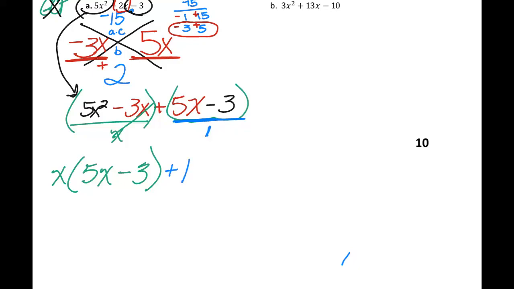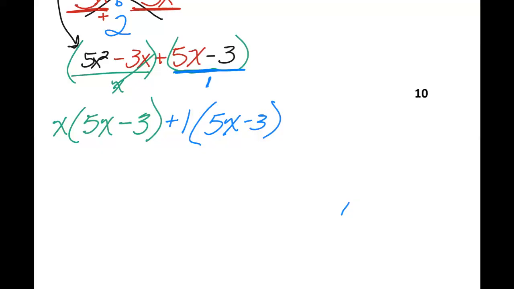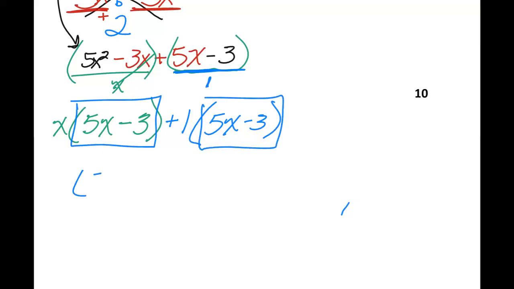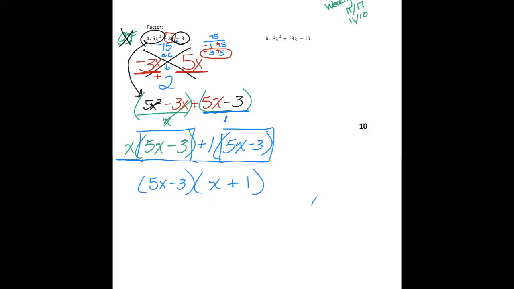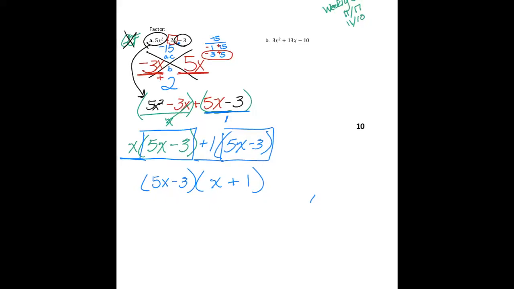So I am factoring out a plus 1. When you divide by 1, you still get 5x minus 3. This comes out to the front. 5x minus 3 times, what do I have left? X plus 1. Did I have a greatest common factor that I need to put down there? No. So this is your final answer.